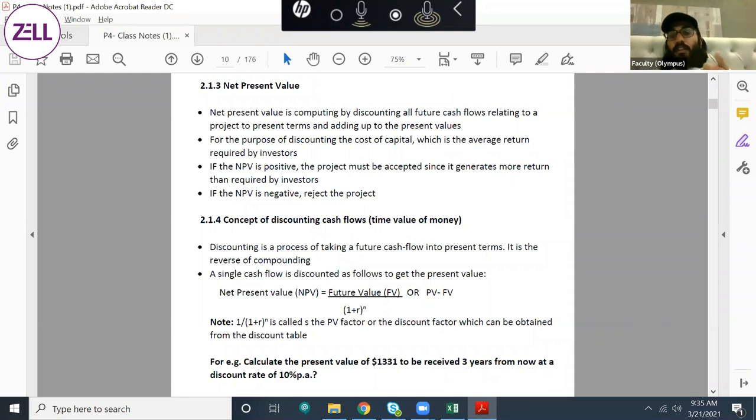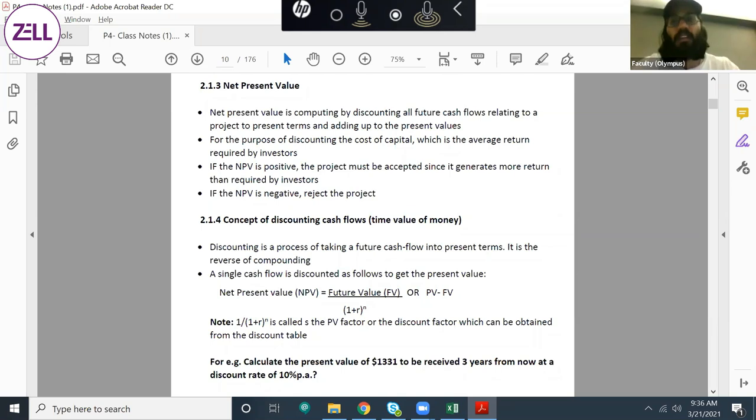The first step is typically a three-step approach. First, we calculate the free cash flows. Then we discount the free cash flows. And then we compare it with our investment to say whether the project is profitable or not profitable. If NPV is positive, we will go ahead with the project. If NPV is not positive, we will not go ahead with the project.